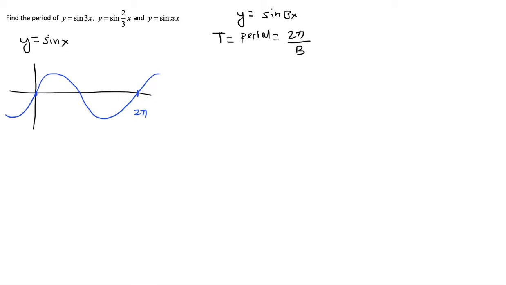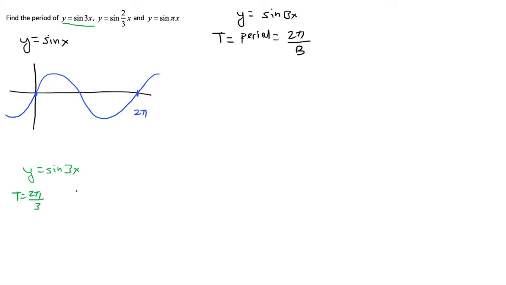So then what happens to the sine of 3x? What we want to do is take the b value. Here b is equal to 3, so the period would be 2 pi divided by this number, in this case, divided by 3. That's the period. So how does it change the shape of the graph?